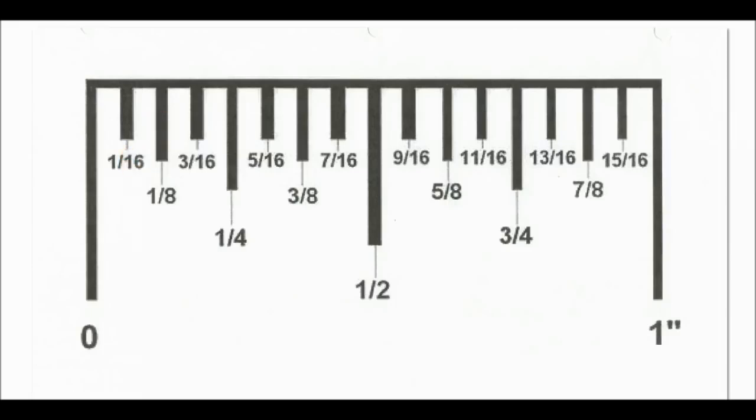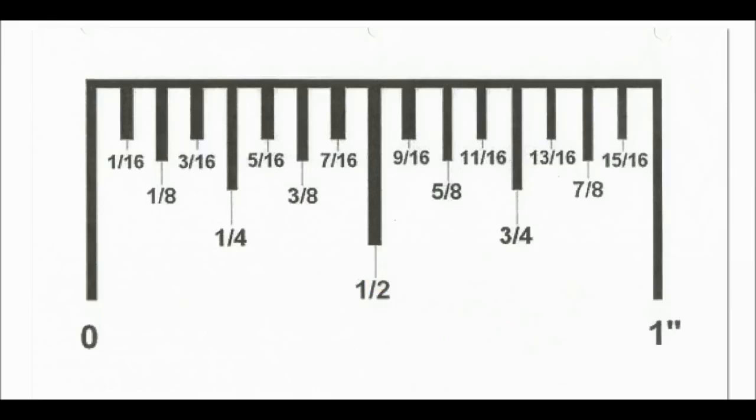Again, your second shortest lines are your eighths: 1/8, 3/8, 5/8, 7/8. Your third longest lines are your fourths, 1/4 and 3/4, and the longest line is the half. So if you're reading your tape measure and you can't remember what's the 16th, what's the fourth, what's an eighth, where's the half, this will help.